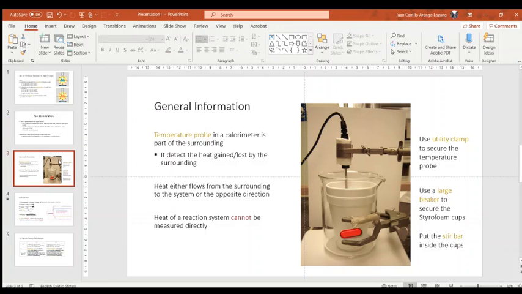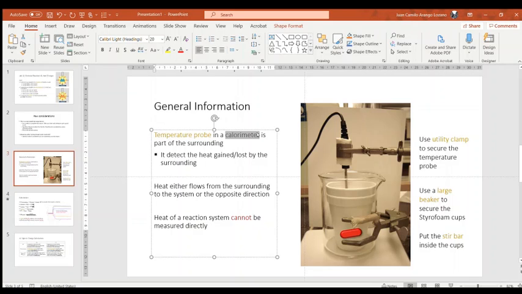Moving forward, the general information for this laboratory: the temperature probe, in this case, is the way you can make these calculations. It's very simple. We will be using a calorimeter for this. A calorimeter is simply this very rustic system you have over here, where you have two coffee cups made of foam, because foam is very good at insulating heat, so that's the reason why we use that material.